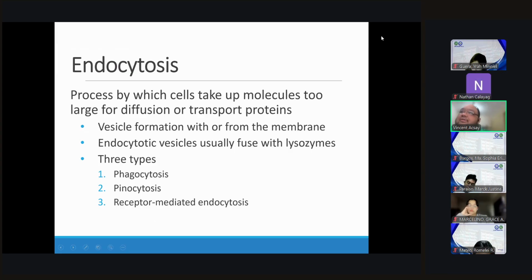Using the process of vesicle formation within the membrane, you are able to take in those molecules by, in a sense, invaginating the membrane around the molecules that you want to take in. So these vesicles coming from the outside membrane form to become endocytotic vesicles, which can then fuse with lysosomes. So you have three types of endocytosis. You have your phagocytosis, or cell eating, pinocytosis, or cell drinking, and receptor-mediated endocytosis.